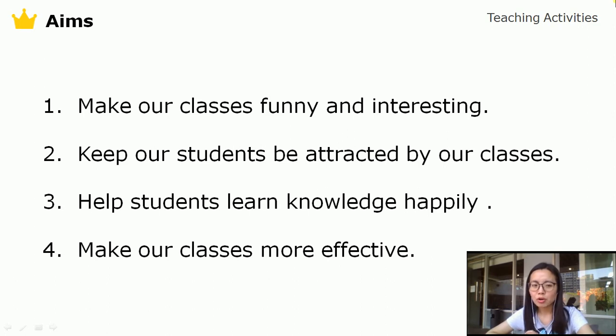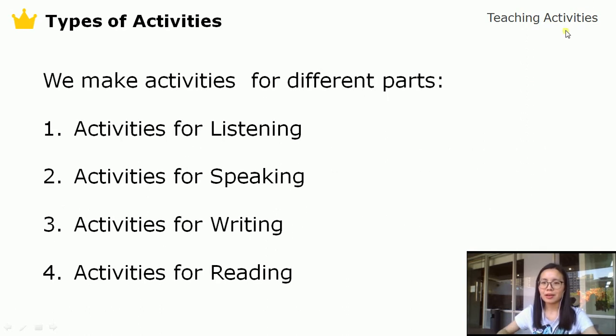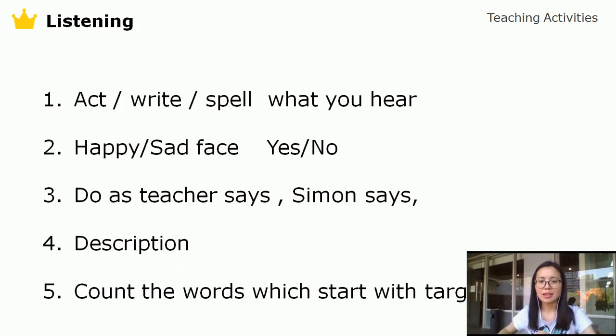And for number four, make our classes more effective. So if we arrange activities for them, then they will listen more carefully and they will focus on our classes, and then the class will be more effective. For the different parts, we arrange different teaching activities. So here we got four parts. We have different activities for listening, speaking, writing, and reading. So let's begin with the first one, listening.